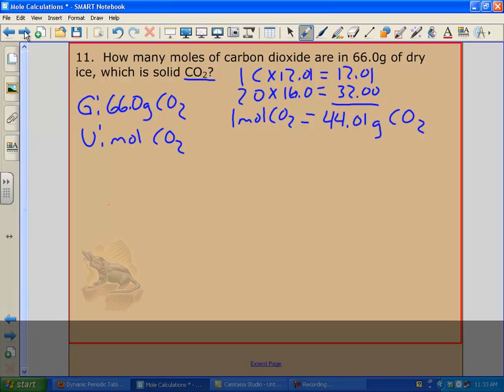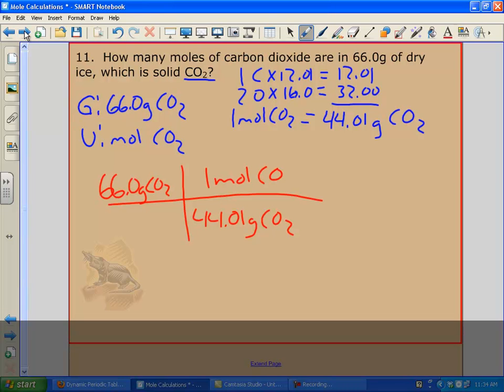And it's really pretty straightforward. This works just like gram atomic mass, and we got one conversion factor. We're just going from grams to moles. So my given, 66.0 grams of CO2. On the bottom is going to be 44.01 grams of CO2. And then the other half of that, 1 mole of CO2.